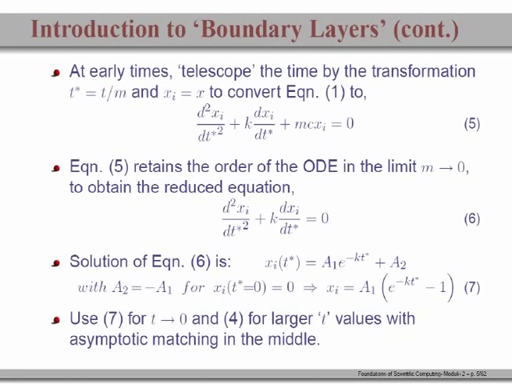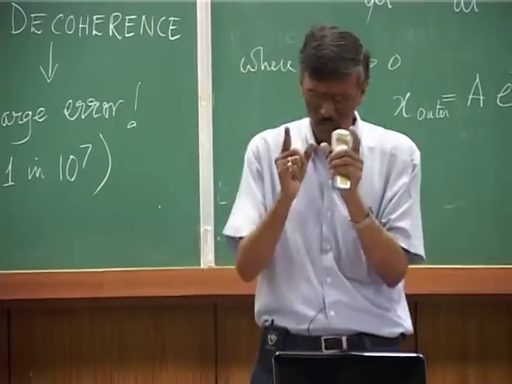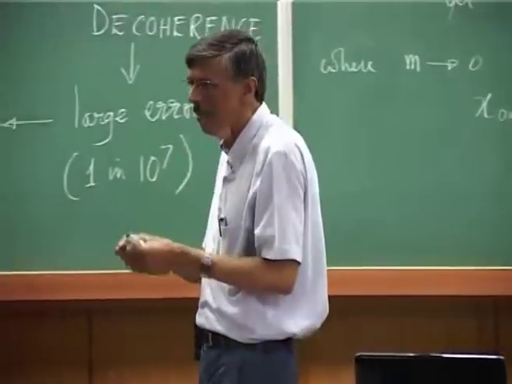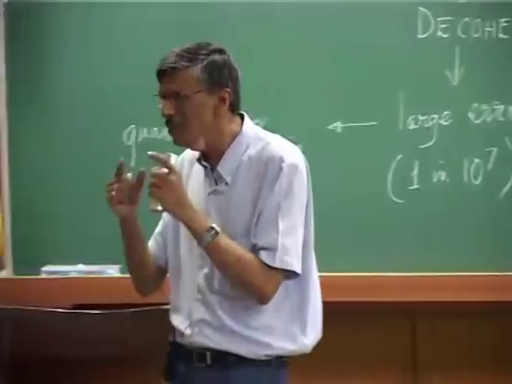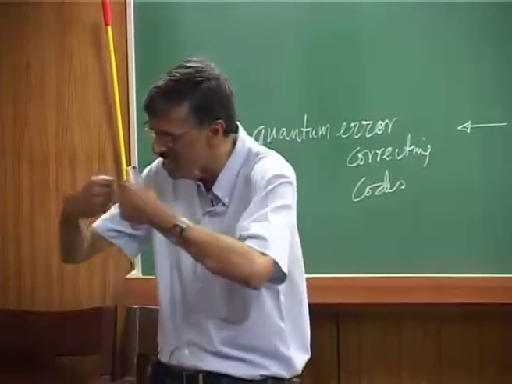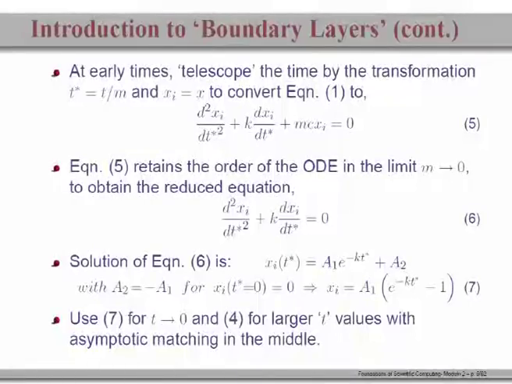So, what we could do is indulge in some kind of a transformation. We telescope this time. We take the small time t and divide it by n, which is itself a small quantity. So, I am basically stretching the time. This t star is the stretched time in terms of the basic time t.